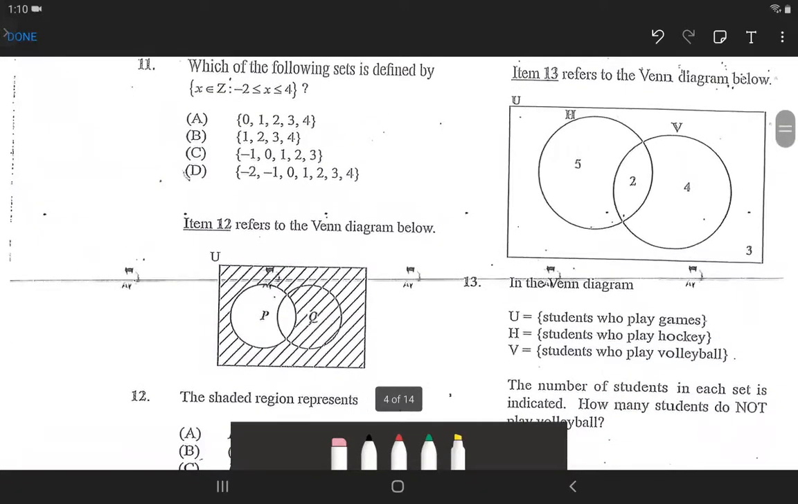Which of the following sets is defined by the integers, meaning whole numbers, both negative and positive, including 0? Bigger than or equal to -2, so -2 is included, and less than or equal to 4, so 4 is included. That is this one, D.